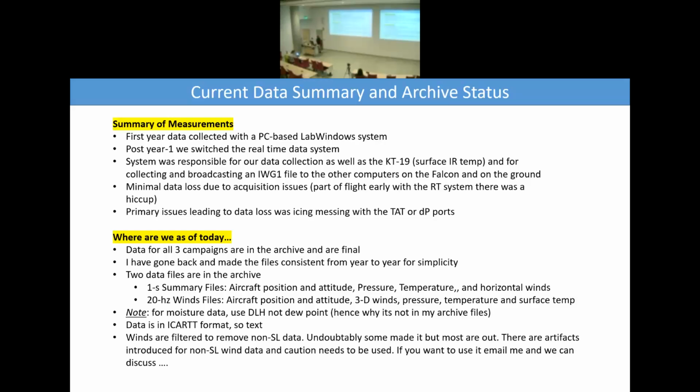We didn't lose data very much due to any type of acquisition issues. When we switched over to the real-time system, I lost data on part of a flight because I didn't realize that the hard drive was so small and it literally ran out of space during one of the flights because I collected so much data. But we got that resolved with an external hard drive. We'd lose data for icing issues. If we ran into some icing conditions, we'd lose stuff.